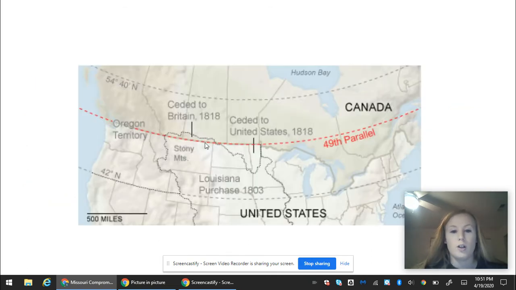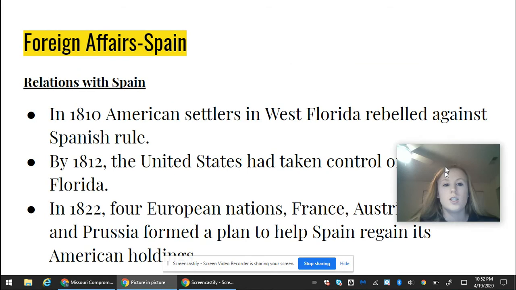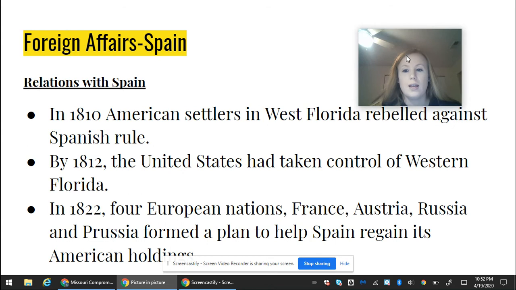Now, the 49th parallel, like I just said, cuts right through here. Okay, this red dotted line, that is where we see the United States end and Canada begin today. Also, the Oregon Territory is going to be in this northwest corner, like I said previously. Okay, so that is the relationship between British and United States for the Monroe Doctrine.